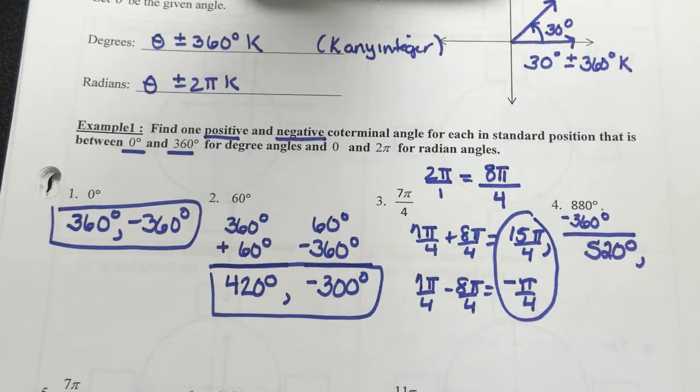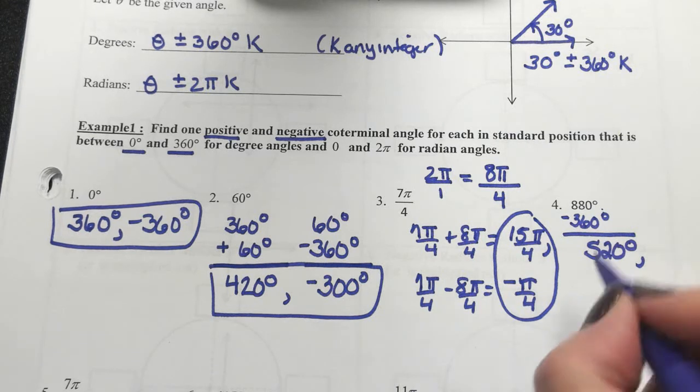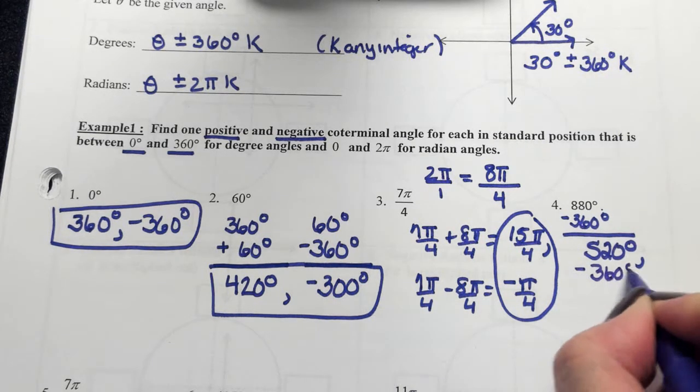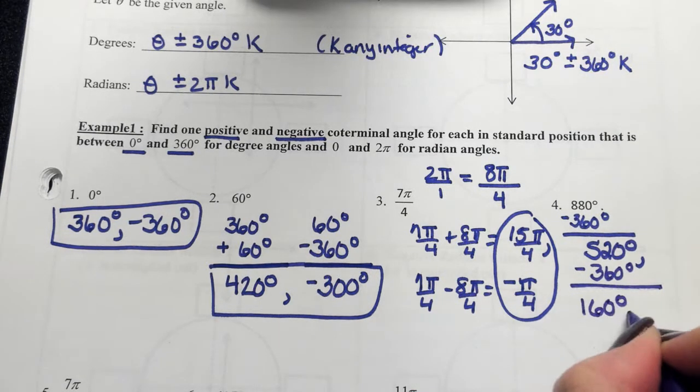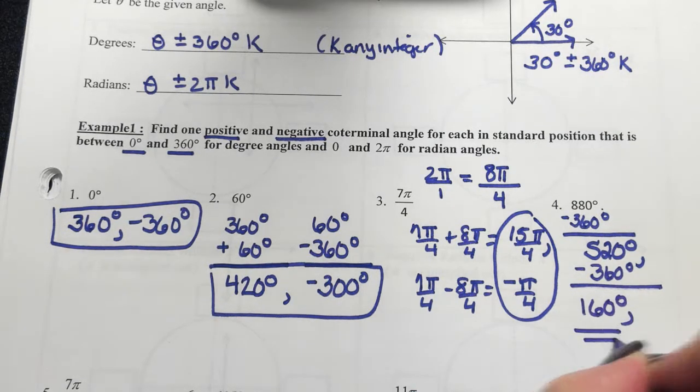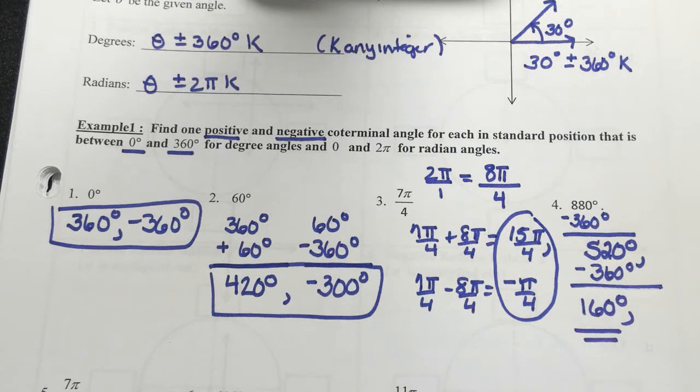Is 520 degrees between 0 and 360? No. So subtract 360 again. It's going to be 160. So there's your positive coterminal angle between 0 and 360. So 160 degrees, if you were to sketch it, would be in exactly the same location as 880 degrees, but with 2 revolutions around. All right, so that's basically what you just found.